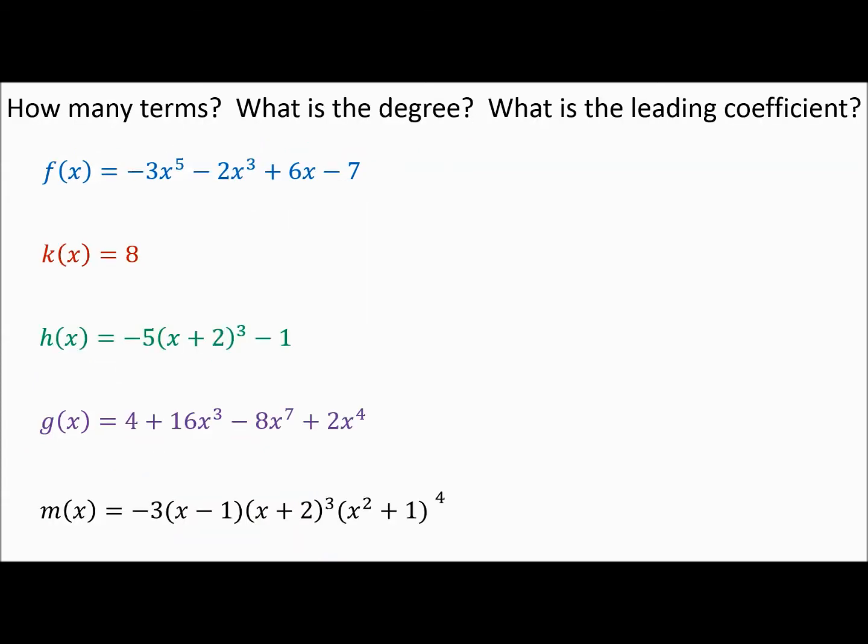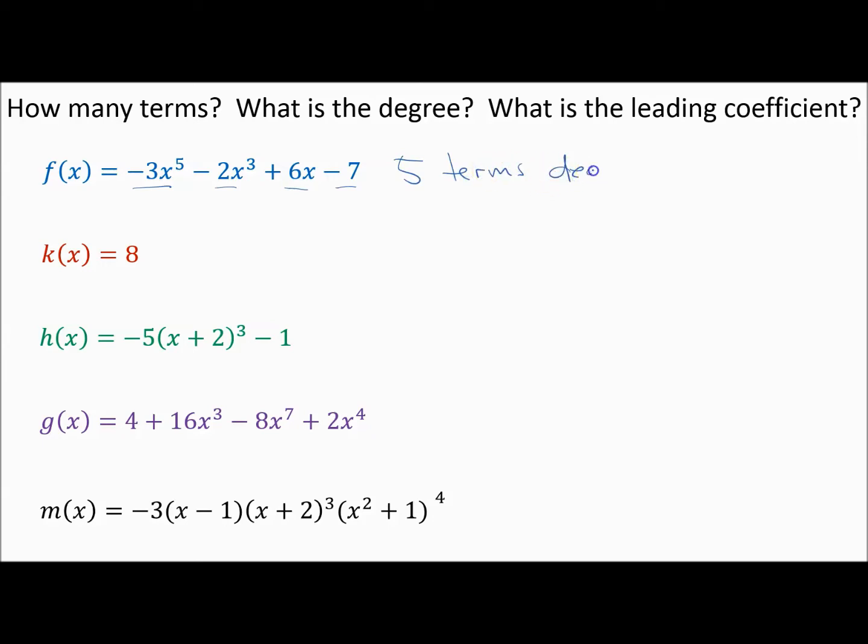For the next problem, I'm asking how many terms does the polynomial have, what is the degree of the polynomial, and what is the leading coefficient. So that's a new thought, the leading coefficient. So let's talk about that. And by the way, all of these are polynomials. So this first one has 1, 2, 3, 4, 5 terms.